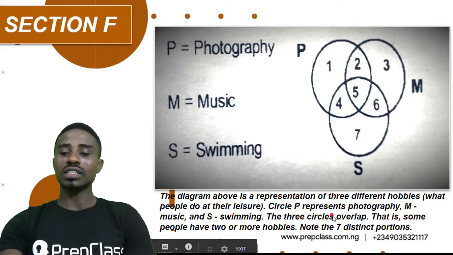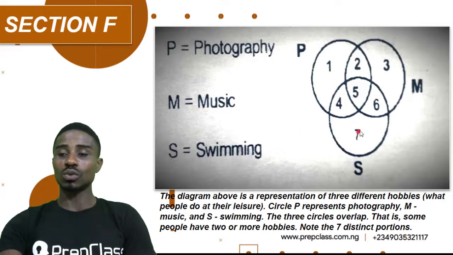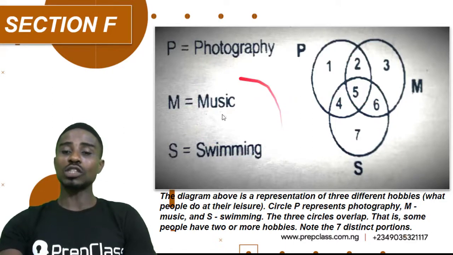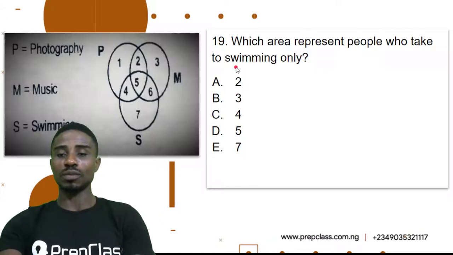Note the 7 distinct portions. So there are 7 different portions: 1, 2, 3, 4, 5, 6, 7. With this information, we'll be using it to answer questions 19 to 23. All right, let's move on.